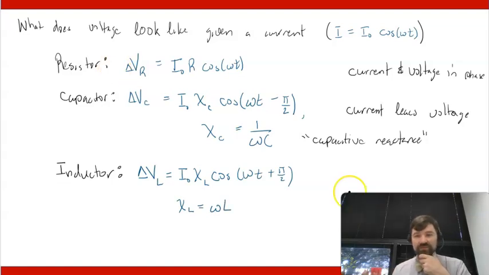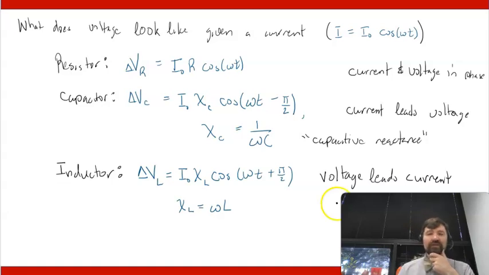And so this one right here, we could say voltage leads the current. And up here it says leads as well. So voltage leads current for an inductor. And this right here would be the inductive reactance. So now we've got all three sort of resistive terms or reactance terms.